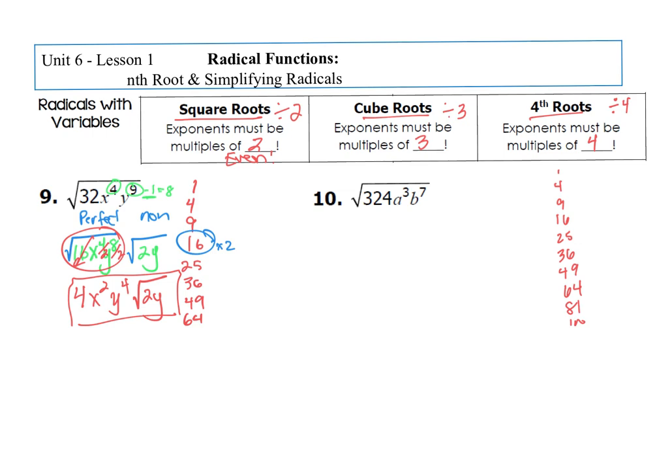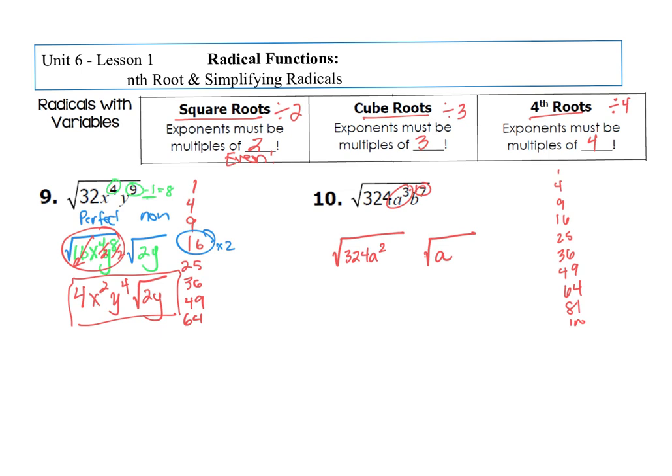Now number 10, we have the square root of 324 a cubed b to the 7th. So I'm going to start by making my 2 houses. And again, my first house is for my perfect part. Now 324, I didn't make my list big enough, but 324 is actually a perfect square. So I'm going to put that whole thing inside my first house. I don't need any numbers to go into my second house. Now my a's. I have a cubed. 3 does not divide evenly by 2, but if I kick out one a, and put it in that second house, I'm left with a squared. And 2 is a perfect square, so it gets to go in the first house.